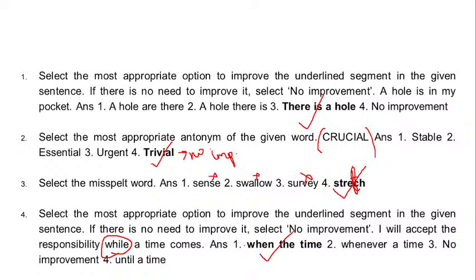But there is one small thing I have to say, that many people can ask that until a time comes will also seem correct. But remember, until is mostly used in negative sentences. Like, I will not accept the responsibility until the time comes. So when there is a use of no, there is automatically a different sense. But in this kind of sentence, this is our correct answer, when the time comes.